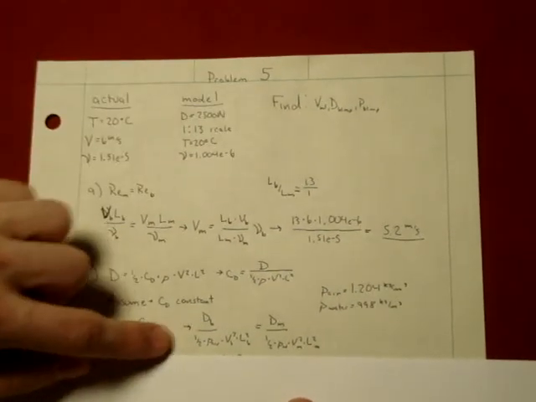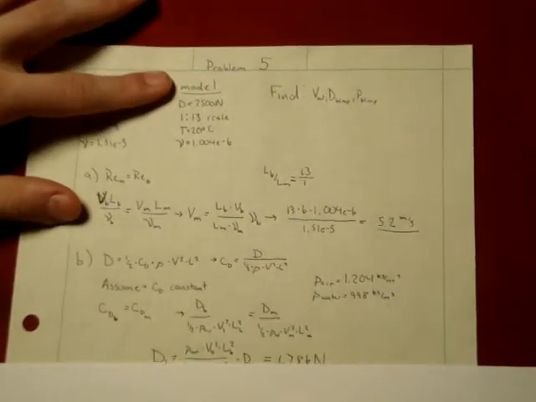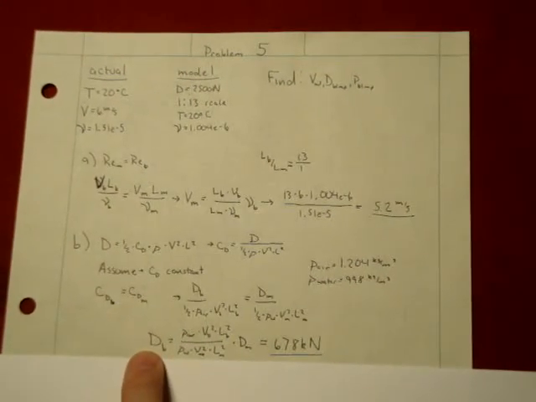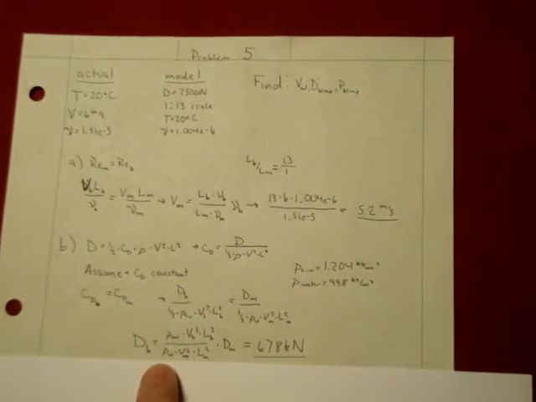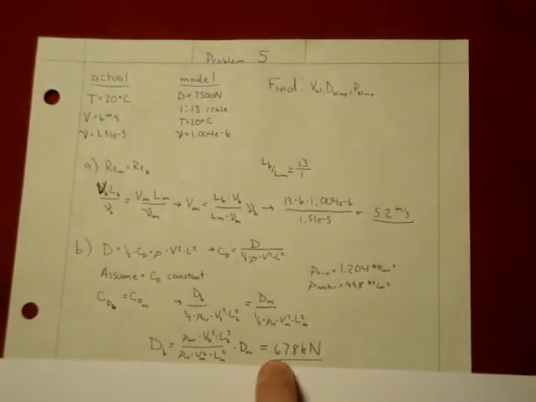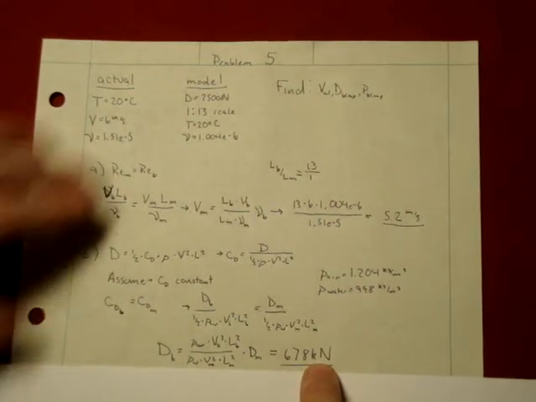So we can set these two equal to each other and set the equation equal to the drag on our blimp. And plugging in the numbers that we have, we find that the drag is 607.8 kilonewtons.